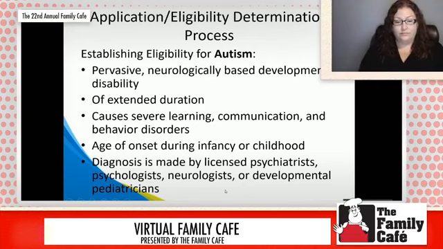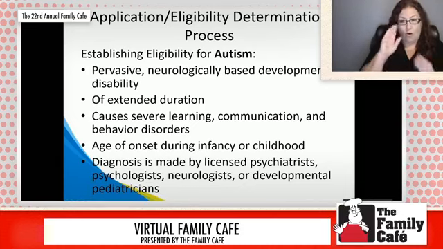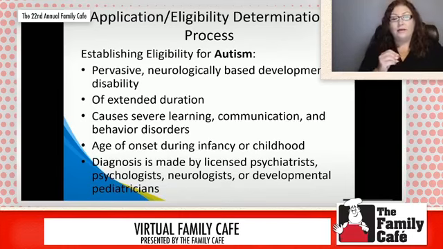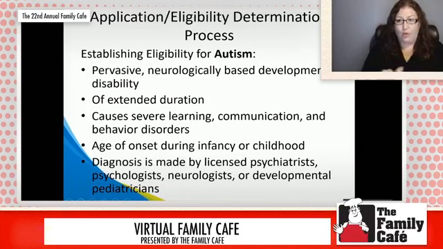Establishing eligibility for autism. Autism, for purposes of APD eligibility, is a pervasive neurologically based developmental disability of extended duration. It causes severe learning, communication, and behavior disorders. Individuals with autism exhibit impairment in reciprocal social interaction, impairment in verbal and nonverbal communication, and impairments in imaginative ability. They have a restricted repertoire of activities and interests.